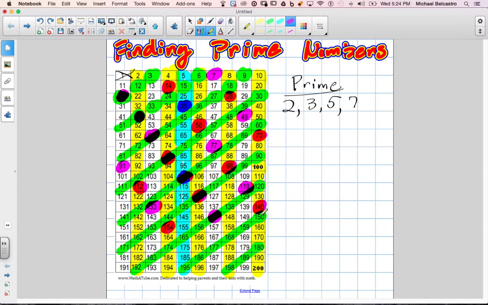160. Did I miss it? 161. Down 2 to the right one. Yeah, 161, good. Down 2 to the right one. Actually, let's go back in order. Down 2 to the right one. 168, yeah, that makes sense.